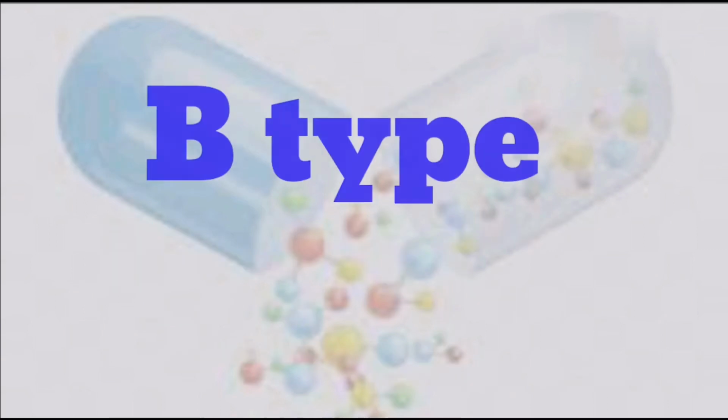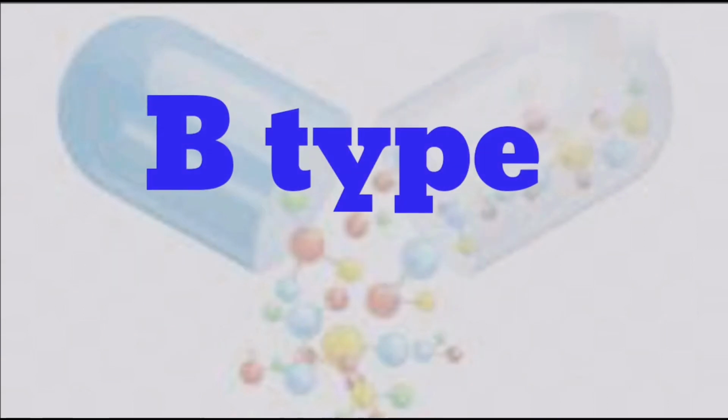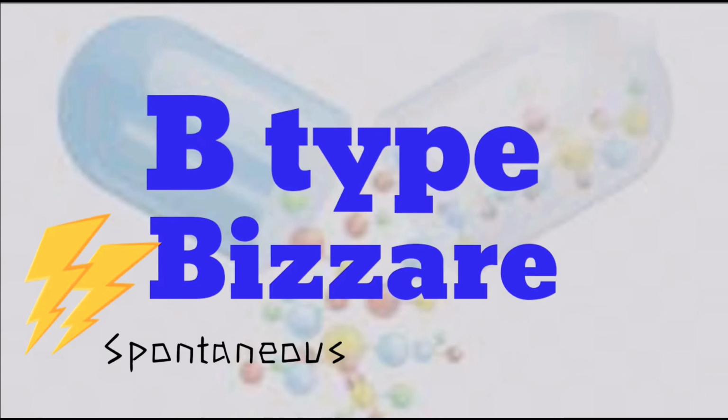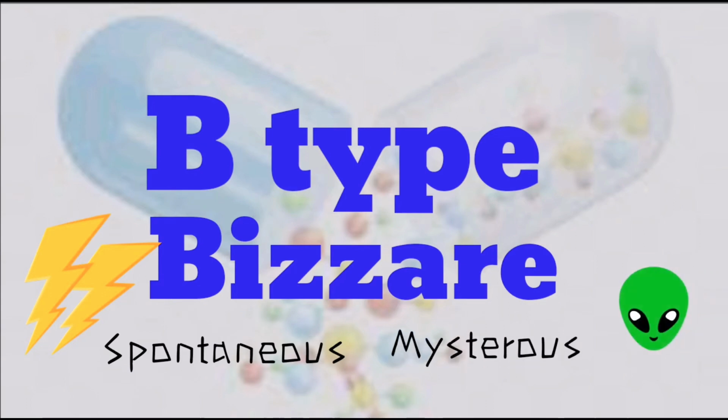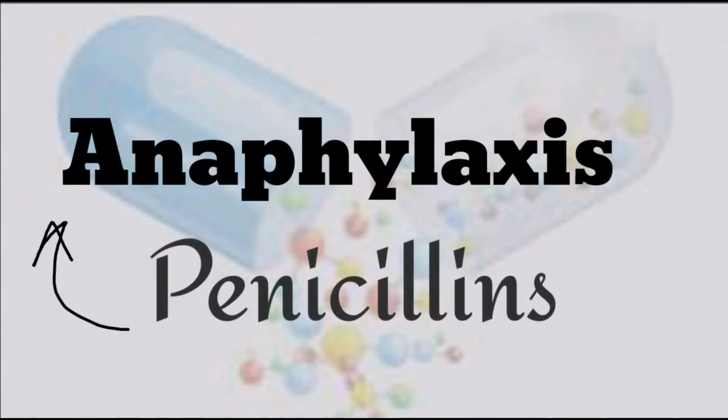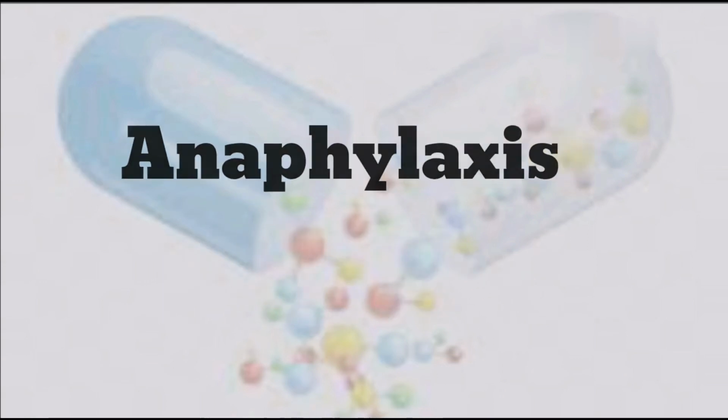Second type is type B. Type B refers to Bizarre adverse effects that are the most spontaneous, unexplained, and mysterious subtype of adverse effects with no certain pathway. An example for type B adverse effects is anaphylactic shock caused by penicillin injections. Anaphylaxis is only prevented by not taking penicillin if the patient is sensitive to it.